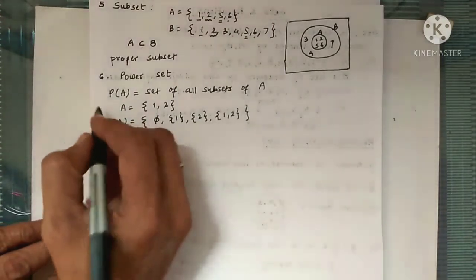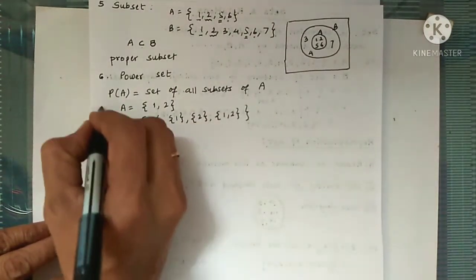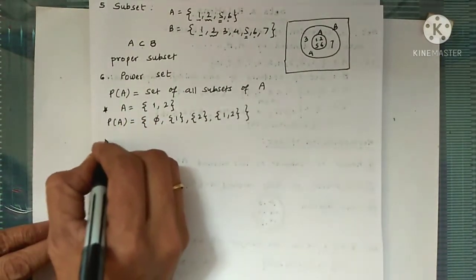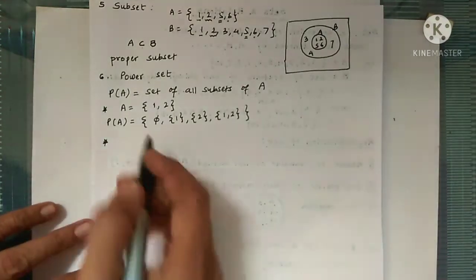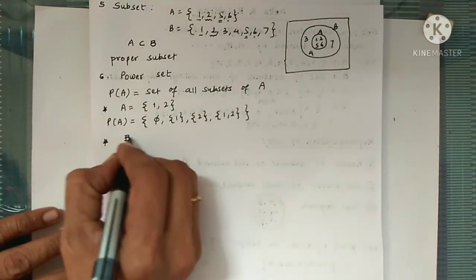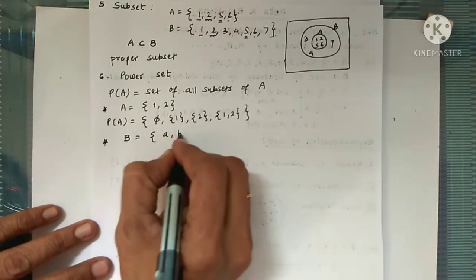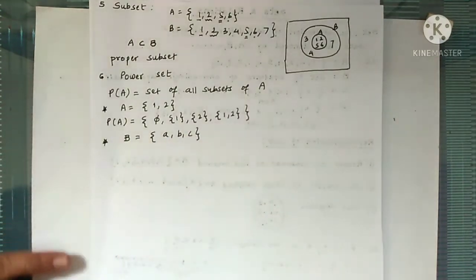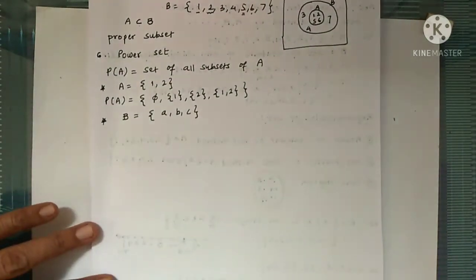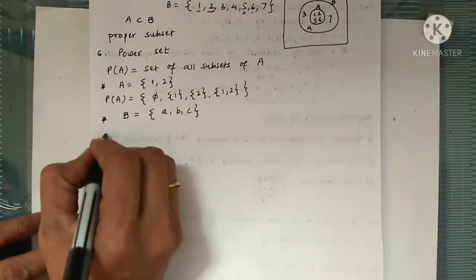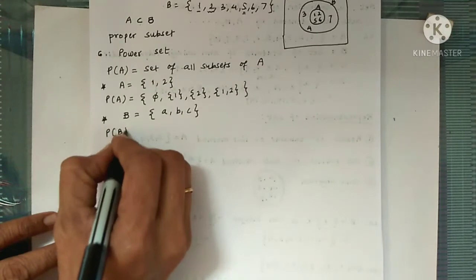So this is the power set of A. Okay, let's take one more example. Let's take B as A, B, C. Now instead of numbers, let's take letters, so letters A, B and C. Let's write down the power set of B.